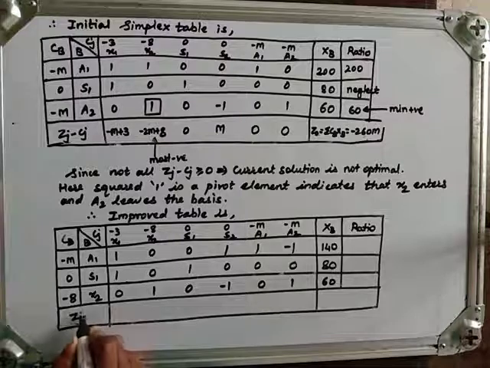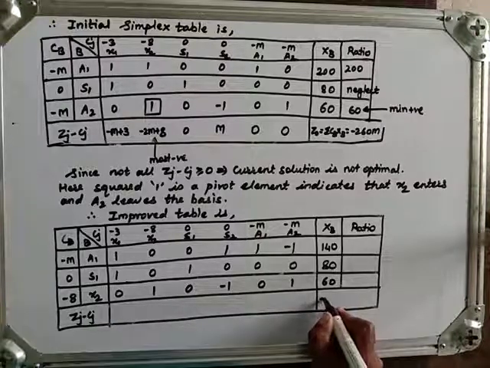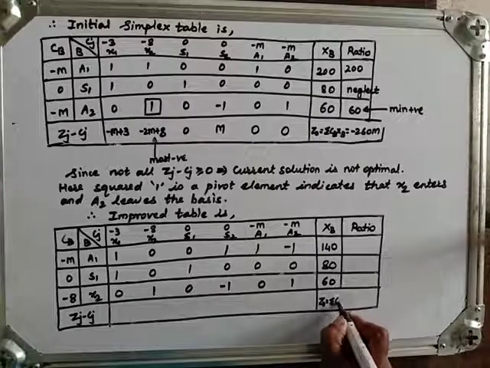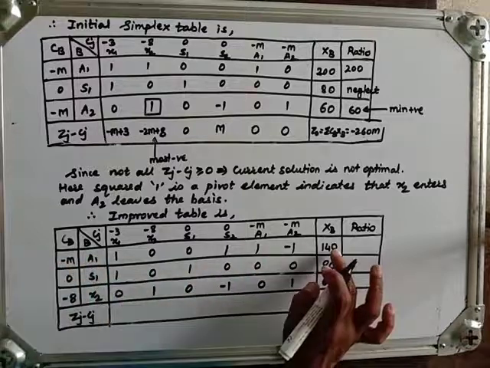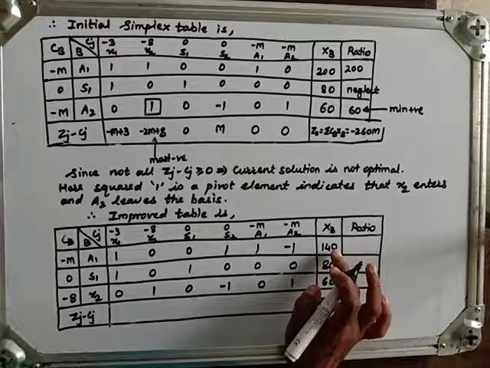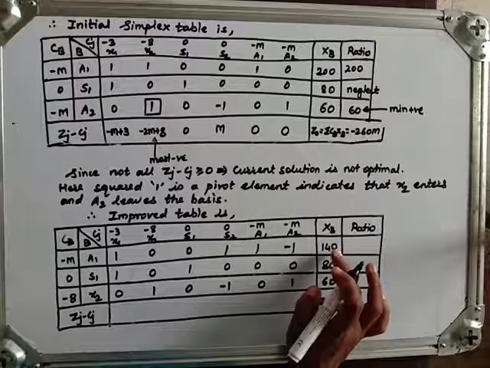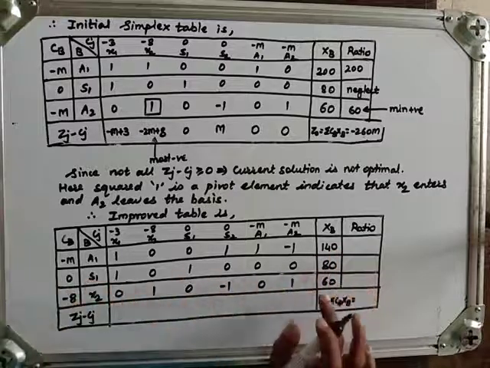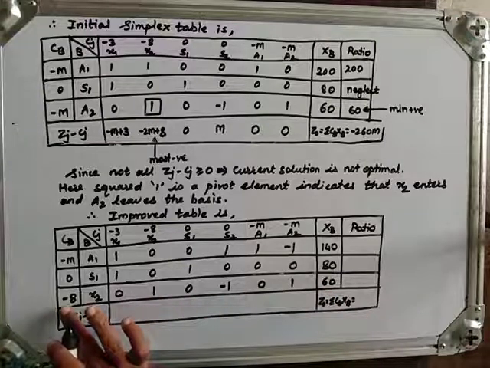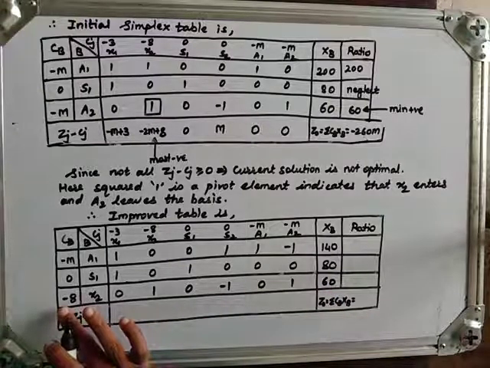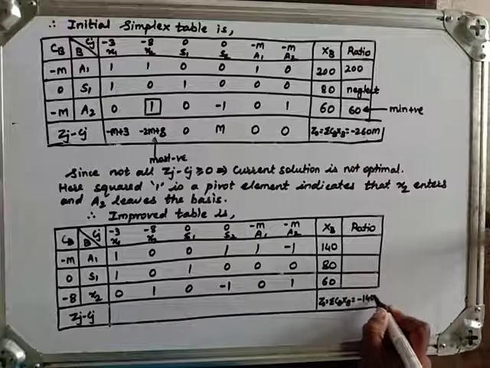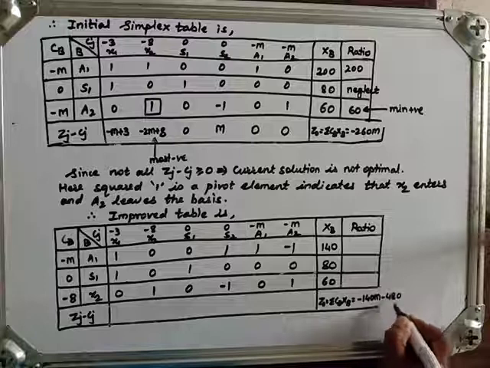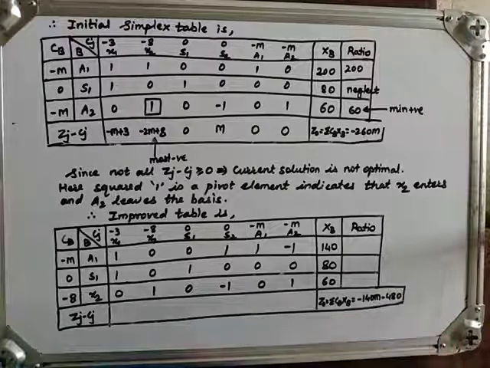Now let us determine again Zj minus Cj. Also check what is Z0. It is summation CB XB. Look at it, -m into 140. So it is minus 140m. This is 0 and this 60 into -8. So it will be -480. So it will become minus 140m minus 480. This is our Z0 here.